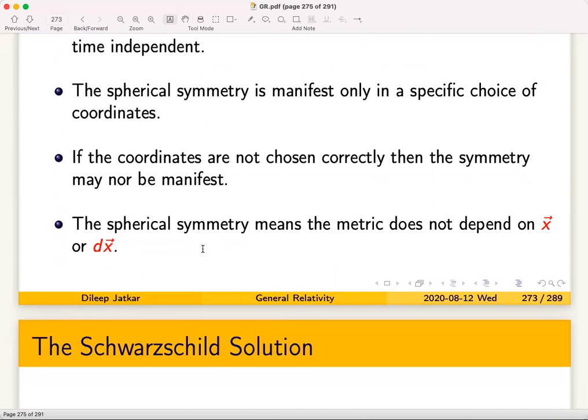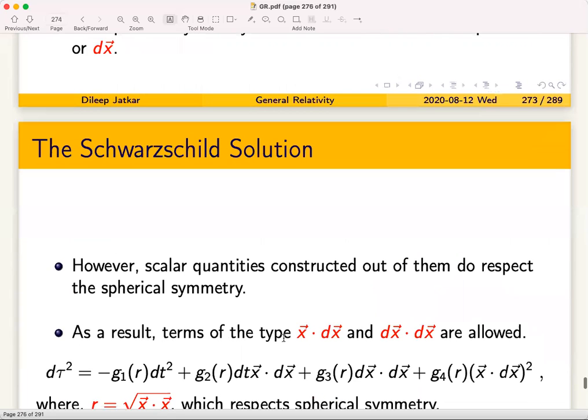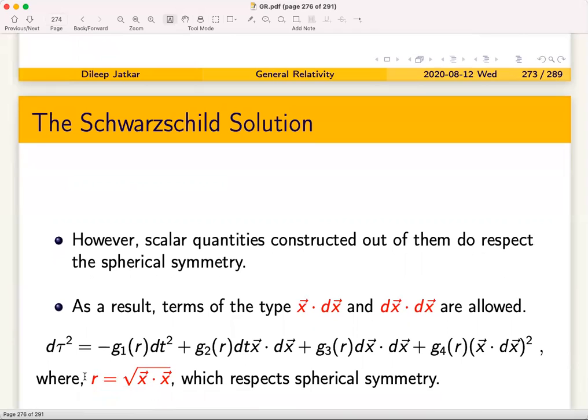Now, if you have spherical symmetry, this is something we have studied in quantum mechanics, that if the problem has spherical symmetry, then the potential should be independent of the r vector. It can depend on the magnitude of r, but not on the vector quantity. Similarly, if the solution is spherically symmetric, then the metric should not depend on x vector or dx vector, but it can depend on the dot products of these quantities. So the allowed quantities are x dot dx, dx dot dx, or of course x dot x. We write x dot x to be r squared, so r is the square root of x dot x, and the metric can contain factors like this.